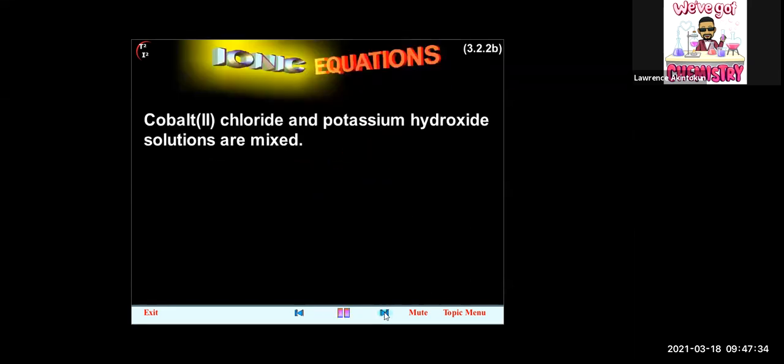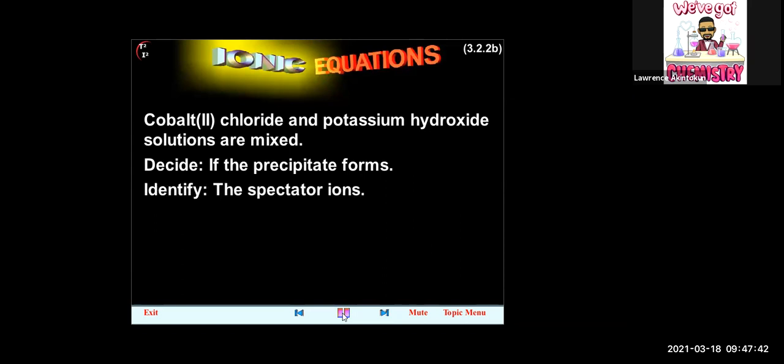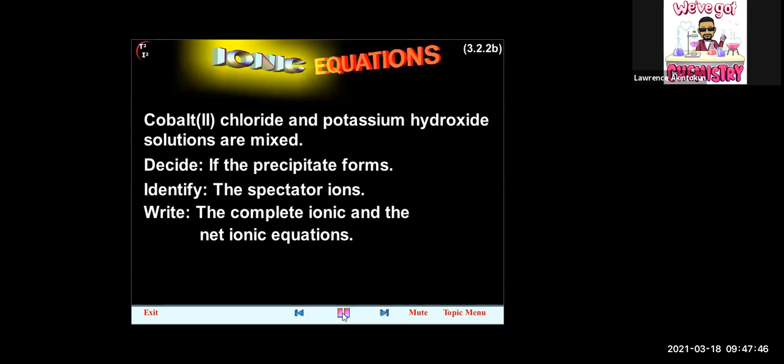Cobalt(II) chloride and potassium hydroxide solutions are mixed. Decide if a precipitate forms. Identify the spectator ions. Write the complete ionic and the net ionic equations. All right, this is another question. Go ahead, pause the video, solve the ionic equations problem, and understand all the steps.